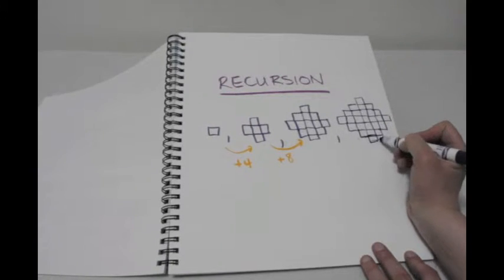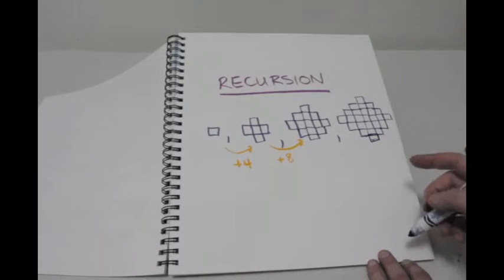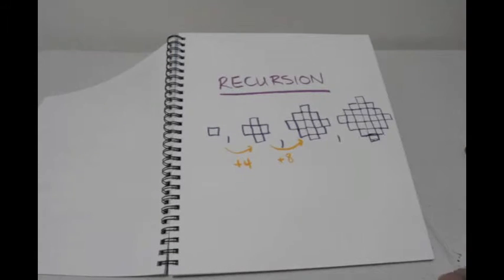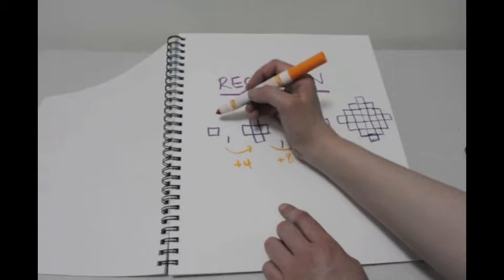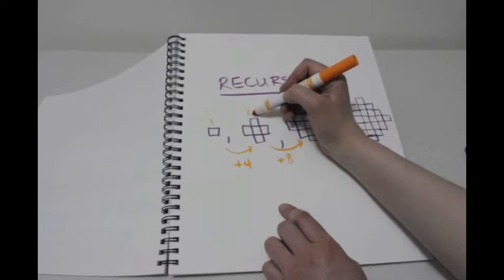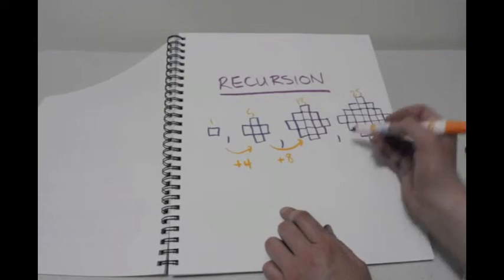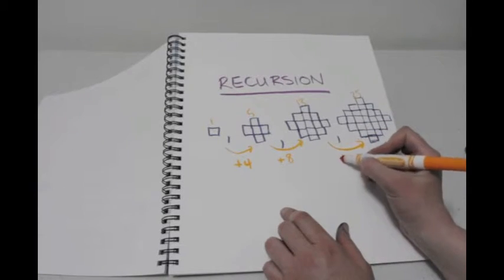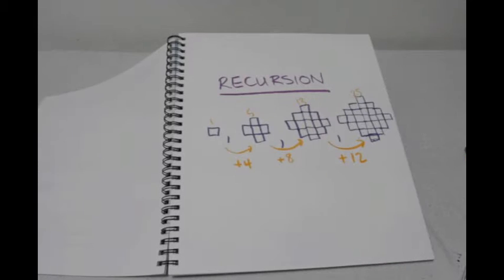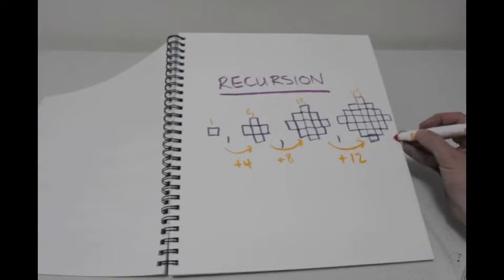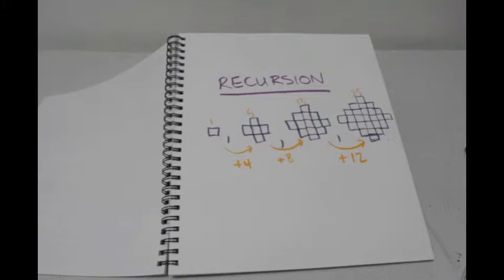Yep. So it looks like we have 1 here, 5 here, 13 here, and 25 here. Yep. So we then add 12. Okay, there's a pattern. So what do you do to each term to get the next term?